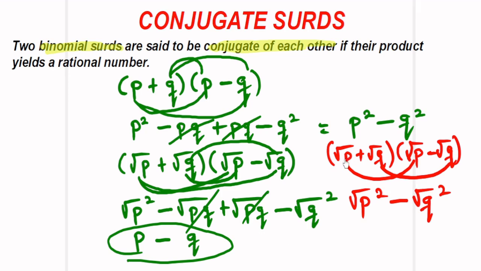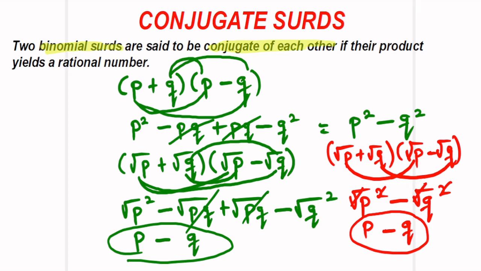Just pick the first letters together. Root p times root p will give you root p square. Now pick the last ones together. Plus root q times minus root q is going to give you minus root q square. Then if you use the method of saying square root cancels square, you are left with p minus q. So we have the same answer here. So instead of expanding this and at the same time still getting 0 here, just use the method and get p minus q.